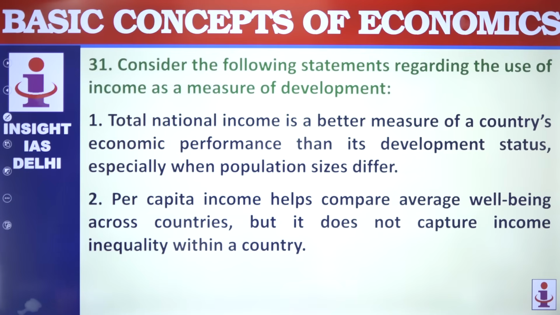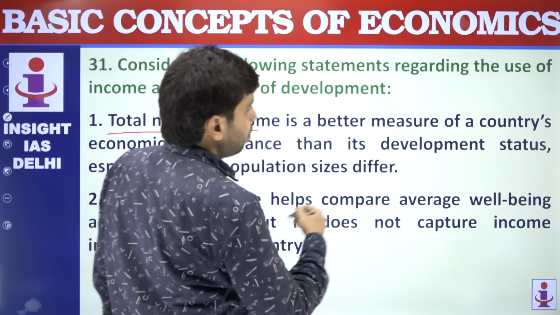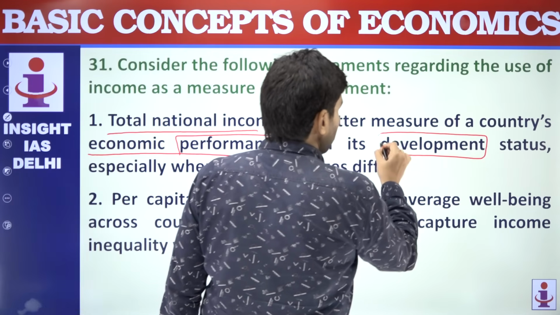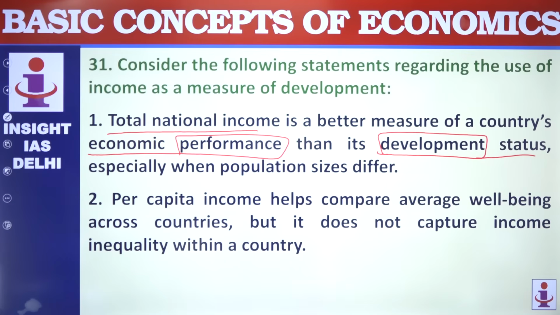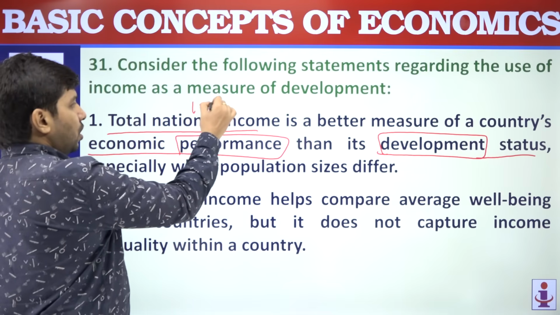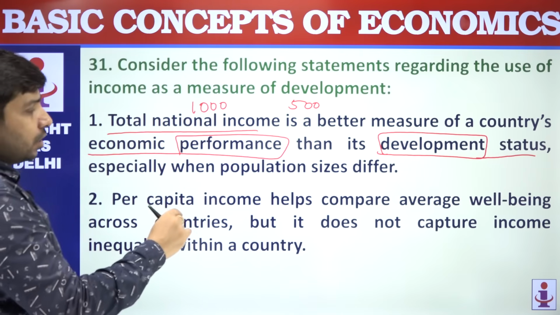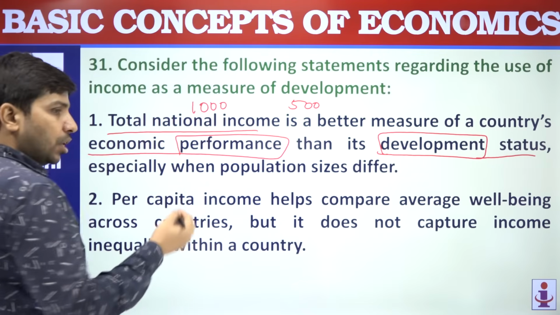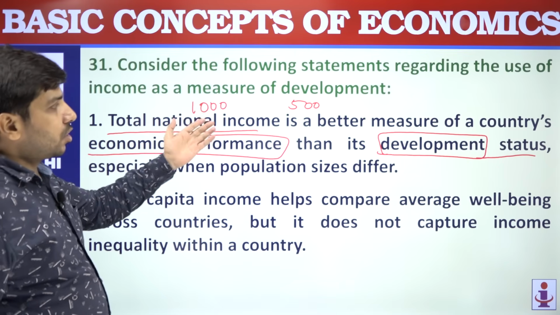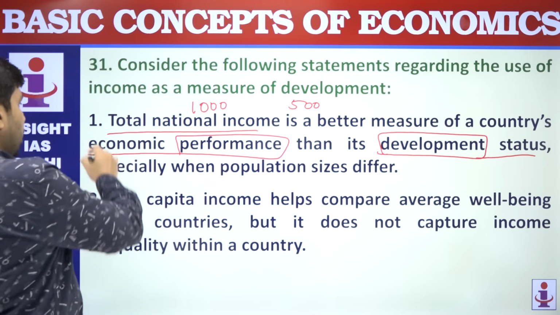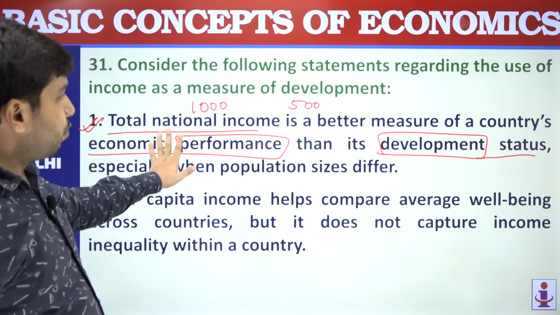Use of income as a measure of development. Total national income is a better measure of a country's economic performance than its development status, especially when population sizes differ. Yes, total national income is a better measure of a country's economic performance than its development status. We can measure performance with total income: India's income is 1000, Japan's income is 500, so India's economic performance is much better. But if you take the concept of development, development includes population, the well-being of the population. India's population being much higher than Japan's, 1000 rupees is not sufficient to survive for such a higher population as in India. So yes, this statement is correct because it is talking about performance, not development.